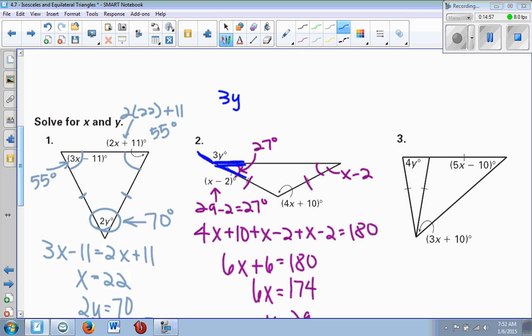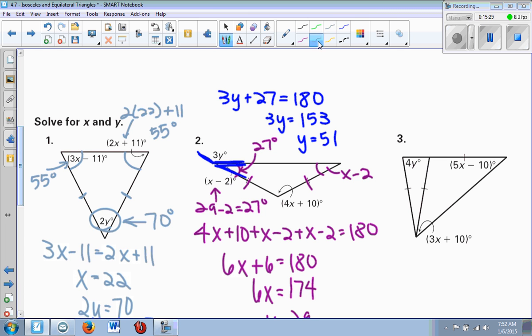So if I take 3y and 27, I should be able to set them equal to 180 because, again, it's a linear pair, and a linear pair always adds to 180. So to solve the equation, you would subtract 27 to get 153. And then if I divide by 3, we should end up with a value of 51. So there are your values of x and y.